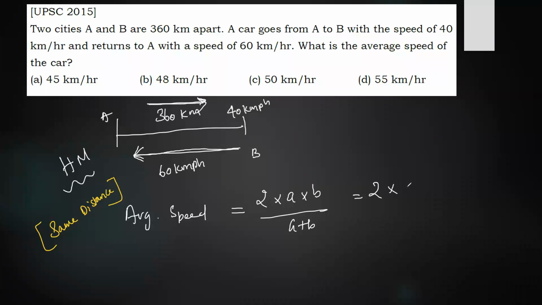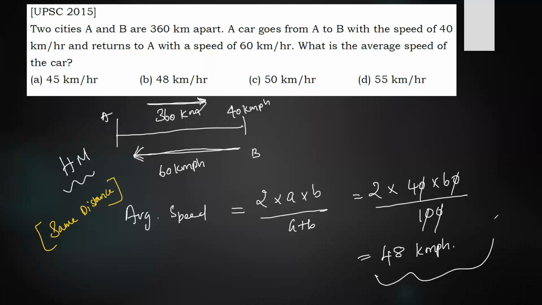So the answer is always nearer to the arithmetic mean, right? 60 plus 40 divided by 2, 50. But the answer should be nearer to 50, than 48. Or else you can go by formula. A and B are different speeds, right? So applied here, you will get 2 into A into B by A plus B. So 48 kilometer per hour.